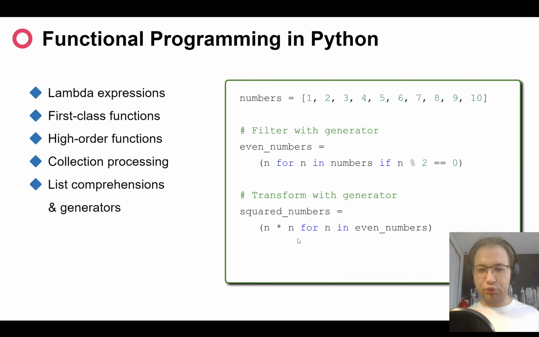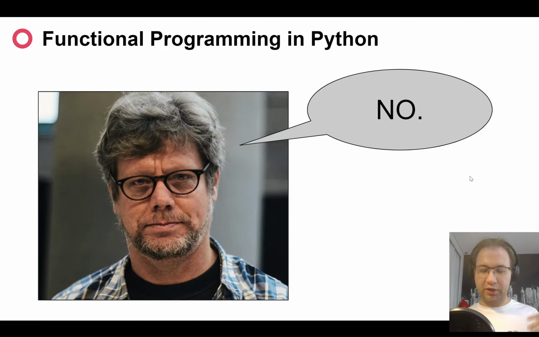For example, we want a square for all even numbers, where even numbers are all numbers from the list of numbers, those that have no, well, they divide by two completely, totally. I don't know the word in English, sorry.